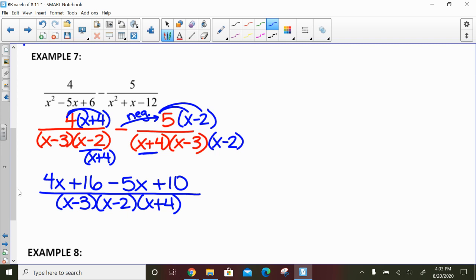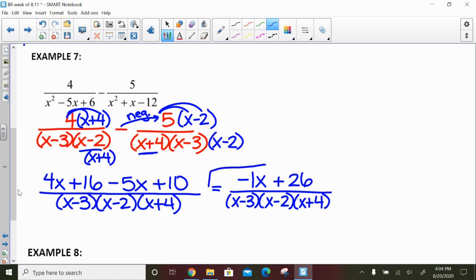Okay, now I need to combine like terms. So I have 4x minus 5x, which will give me a negative 1x, or just negative x. 16 plus 10 gives me a positive 26, all over my denominator, x minus 3, x minus 2, and x plus 4. I cannot factor the top to be canceled with anything on the bottom, so therefore this would be my answer.